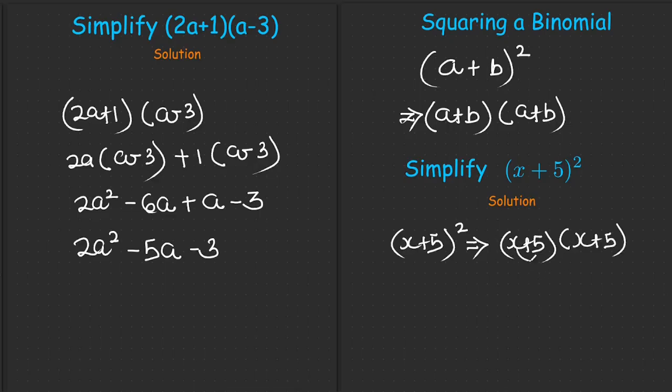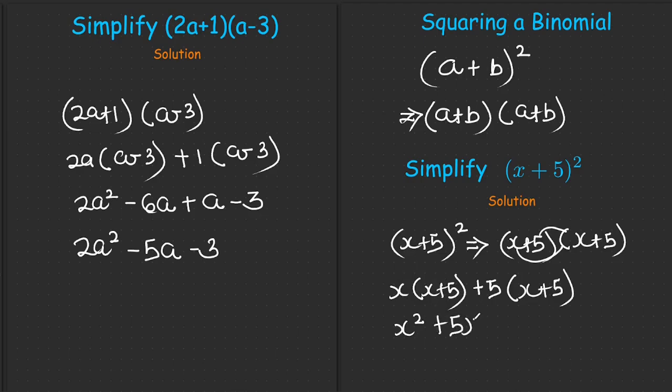Then with that, we can do our distribution. So x takes your x plus 5. That is the first term takes the whole bracket. And then the second term also does the same. And x times x gives us x squared. x times 5, on the other hand, gives us the 5x. We have 5 times x, which also gives us a 5x. And then 5 times 5, which would give us a 25.